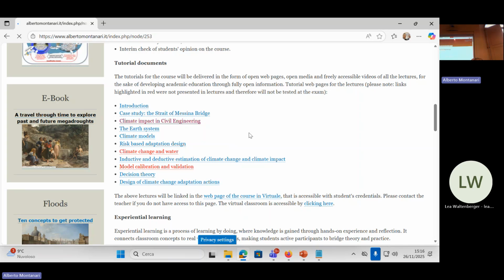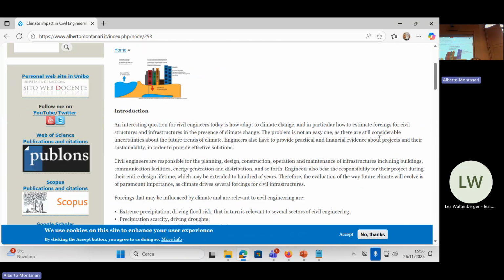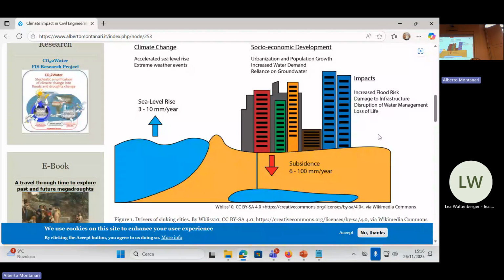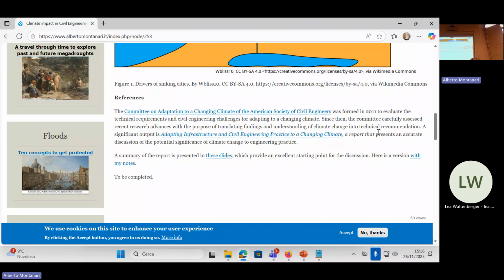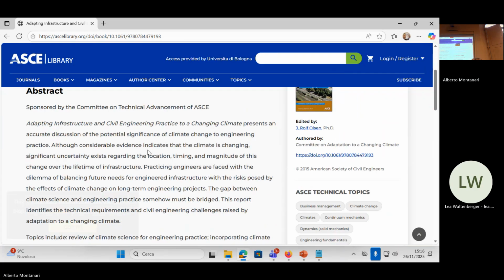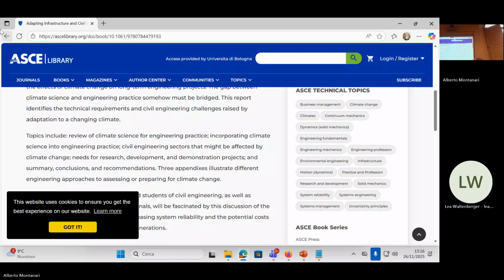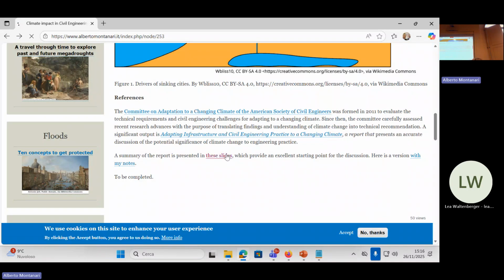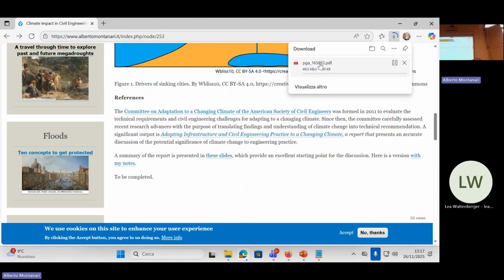Climate impact in civil engineering, let's open it and let me try to see if there could be some questions. This referred to this PDF. Let's take the slides. Okay, one second.